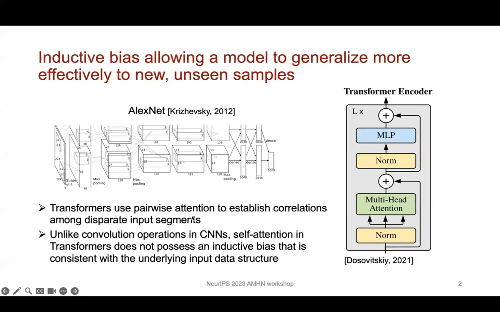Inductive biases, like convolution operations in the convolutional neural network, are important for guiding the model to generalize effectively within the underlying data distribution. Unlike convolutional neural networks, transformer models employ pairwise attention without inductive biases aligned with the input data structure, which makes them less effective when handling new or unseen samples.